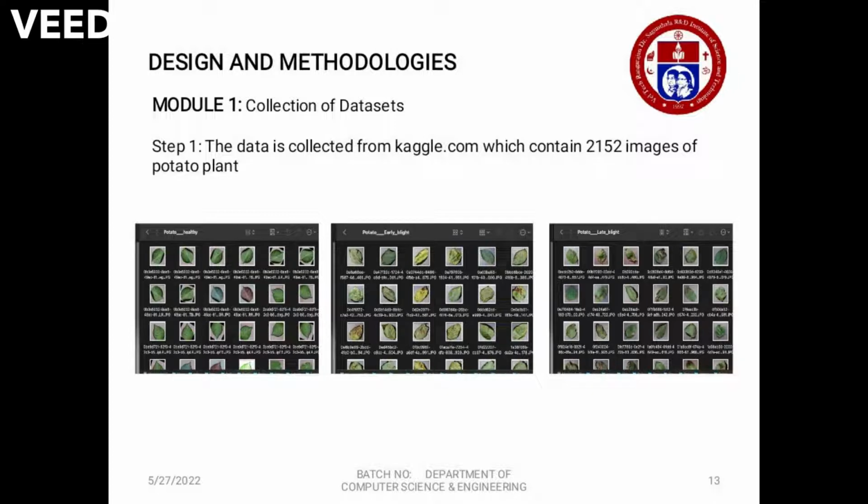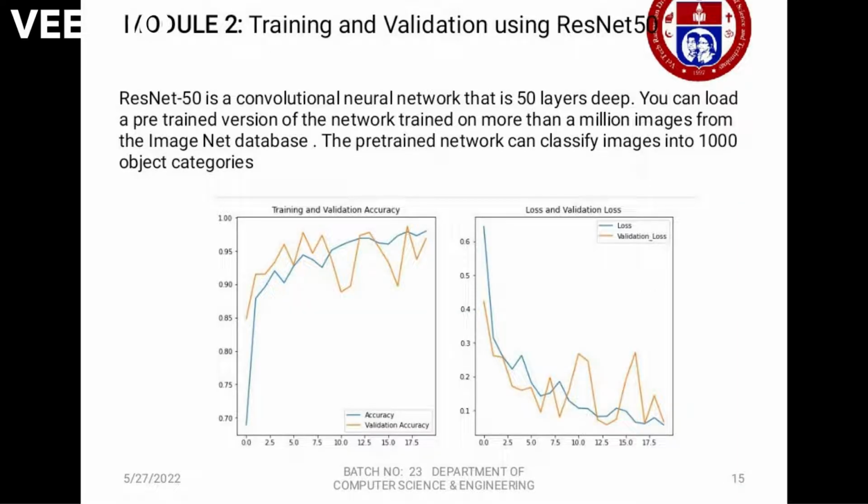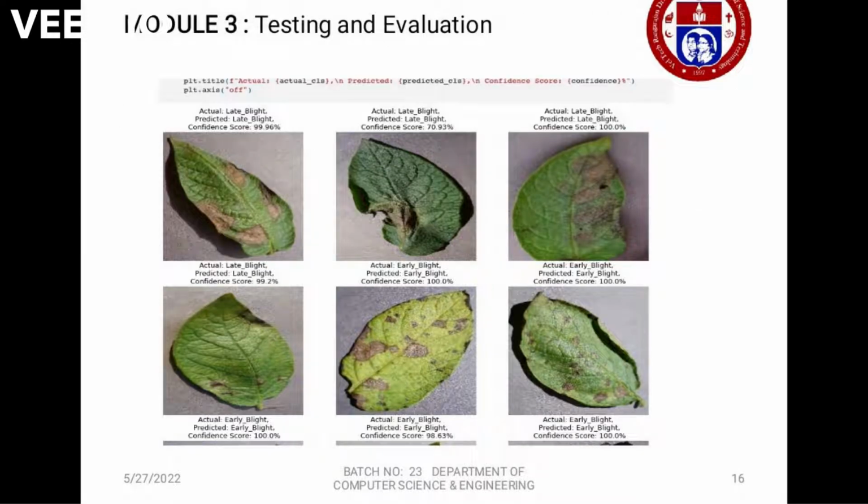we input all the libraries that are needed, import the datasets, and script the datasets. Then we go to data cleaning, in which we identify and correct errors in the dataset, and it also refers to all kinds of tasks and activities to detect and repair errors in the data. Then we go to module 2, training and validation using ResNet50. ResNet50 is 50 layers deep, and we can load a pre-trained version of the network. And then we go to testing and evaluation.